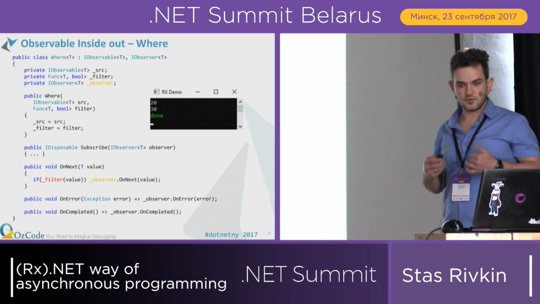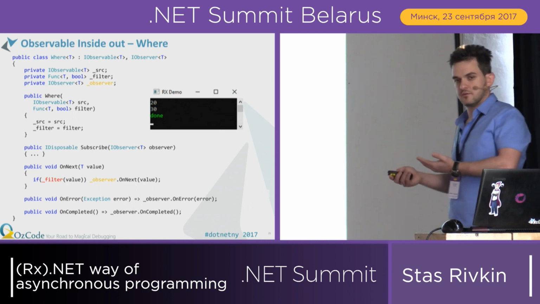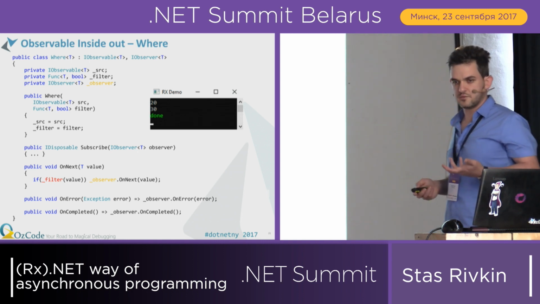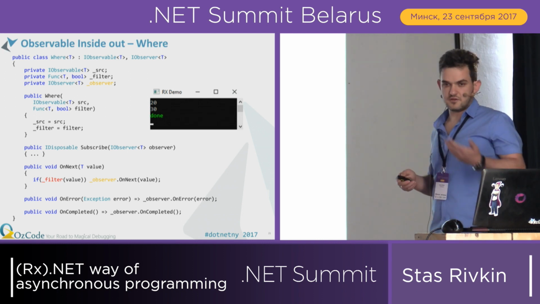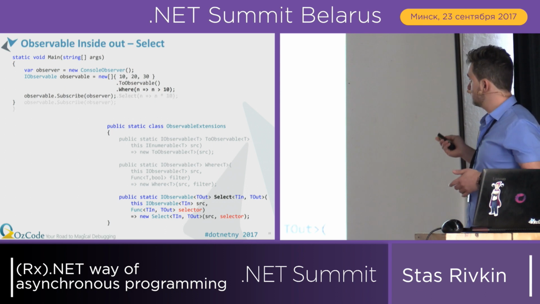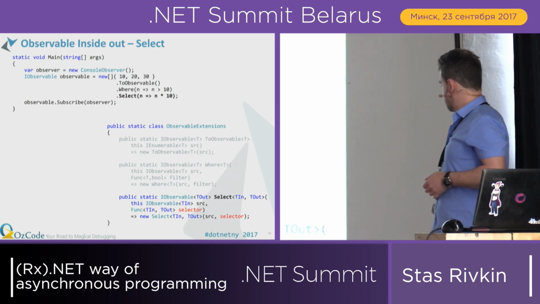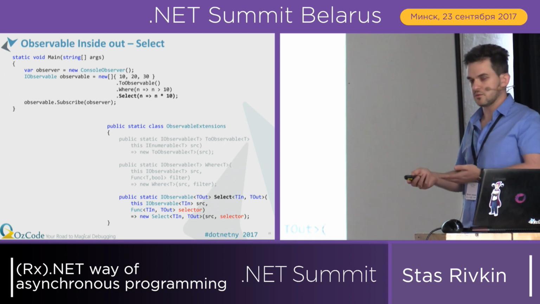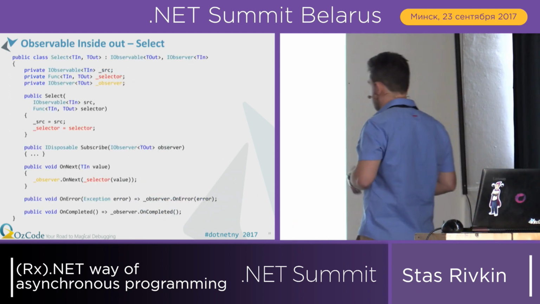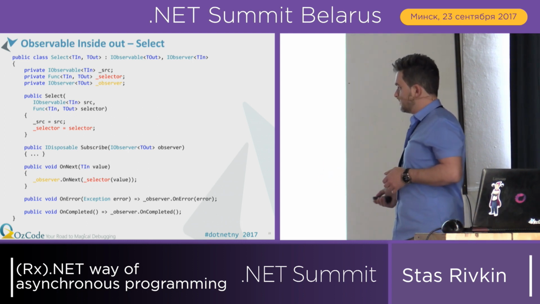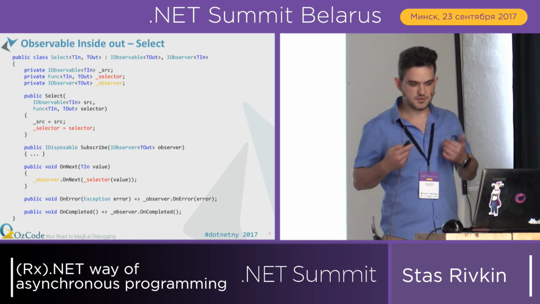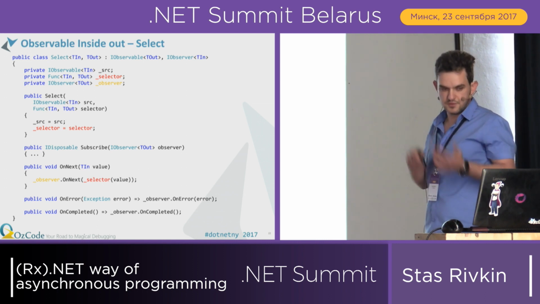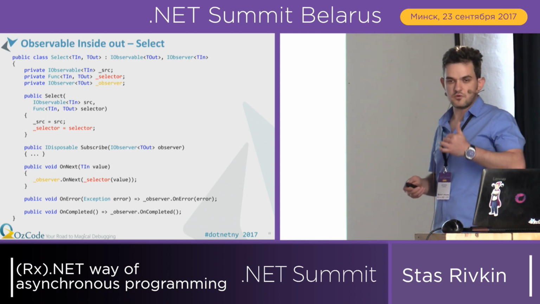But I want more. I want to be able to project values from one type to another. I'm going to do it using a Select. And to continue the same principle, I'm going to create a new class called Select and wrap it with an extension method called the same way. The difference here is that we're going to use a selector function, which will project one value to another one. So instead of filtering the values, we're going to accept them as they come along, project them into a new value, and push them into our observer, which is our previous console observer.